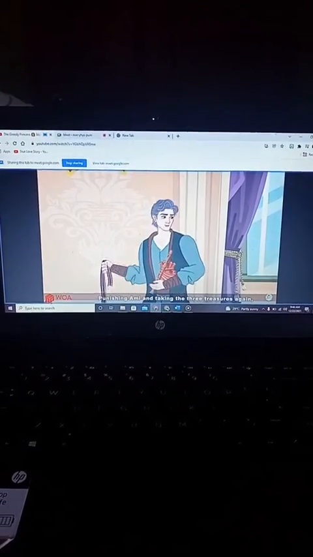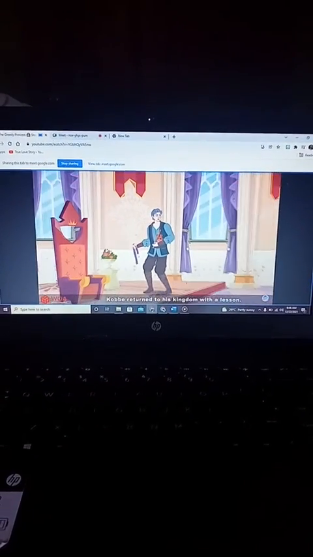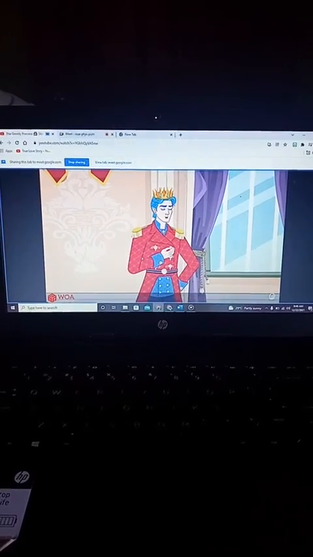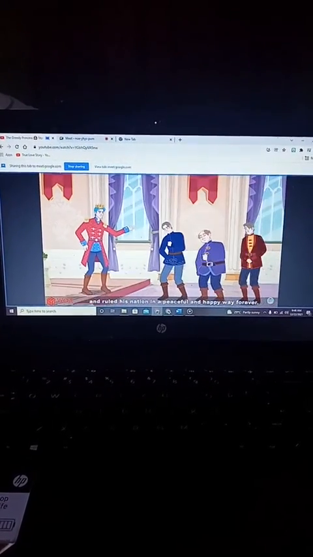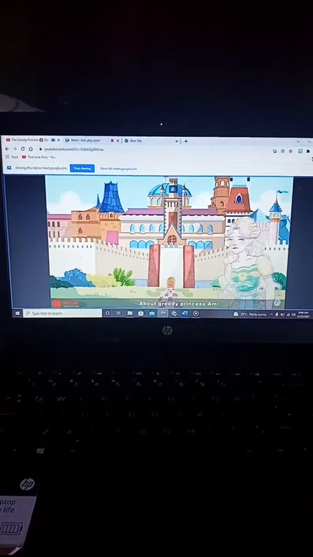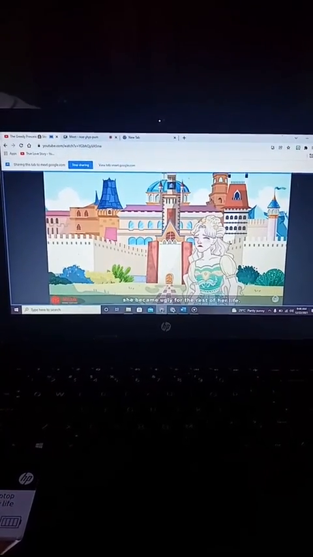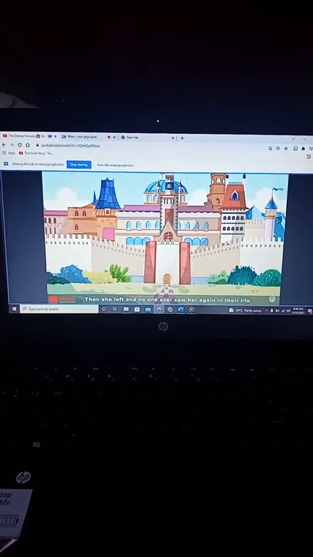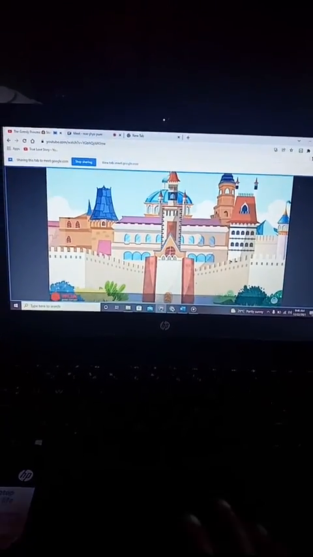Punishing Ami and taking the 3 treasures again, Kobe returned to his kingdom with a lesson. He took care of the country and ruled his nation in a peaceful and happy way forever. About greedy Princess Ami, she became ugly for the rest of her life. Then she left and no one ever saw her again in their life.